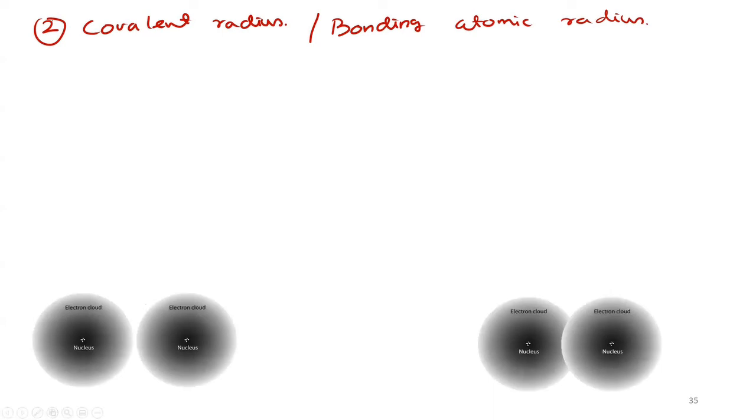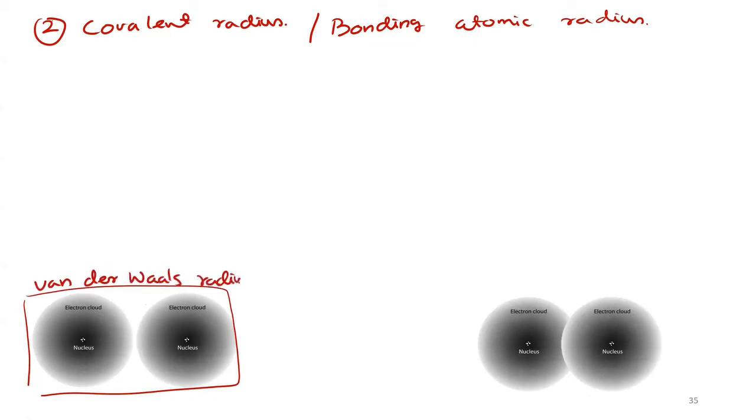Now, in the previous one, I showed you the van der Waals radius. You can see there is no bond formation, indicating this tiny space inside. But in the second one, I'm showing you the covalent, or the bonding. Van der Waals was the non-bonding.